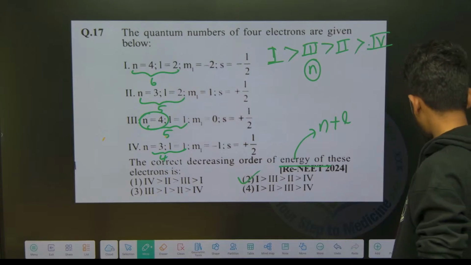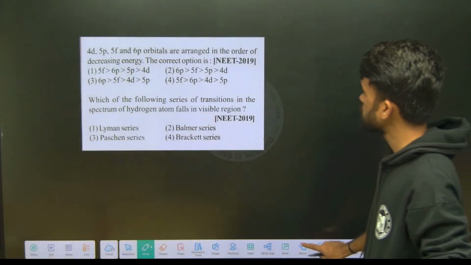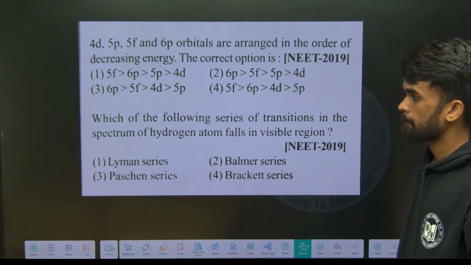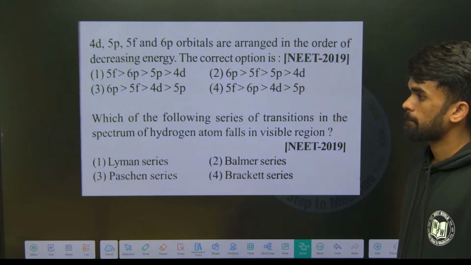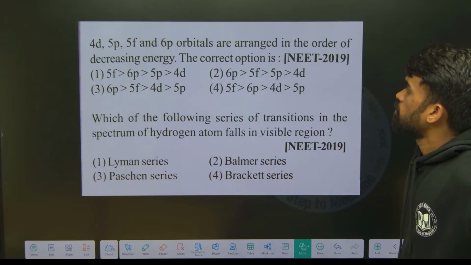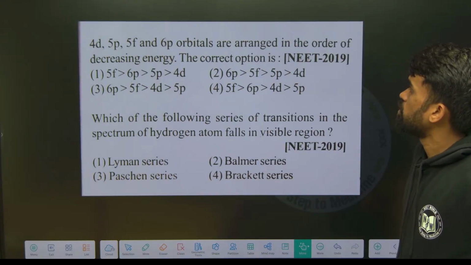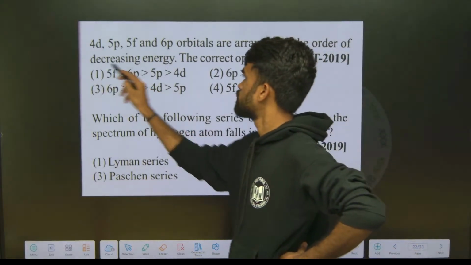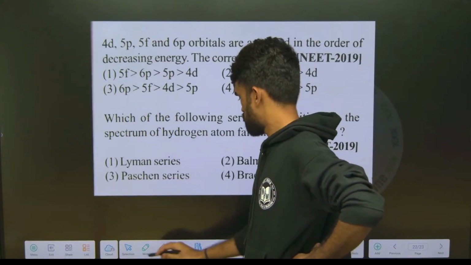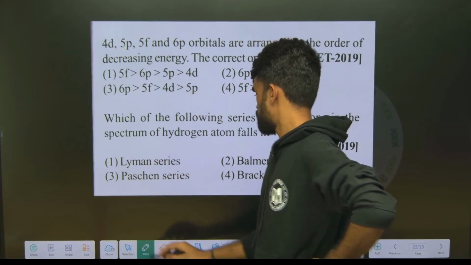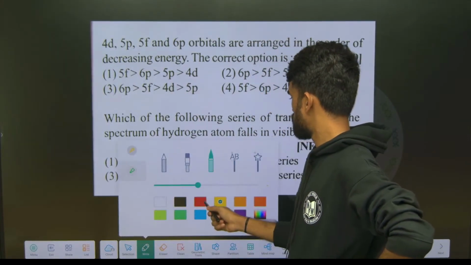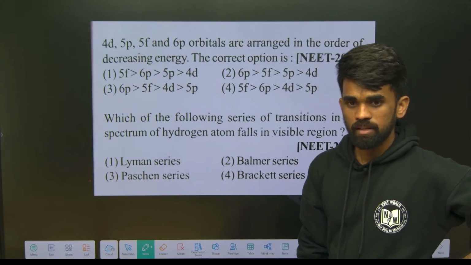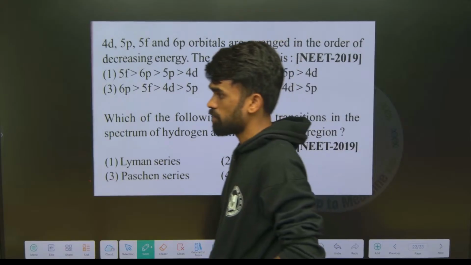Next, answer this. 4d, 5p, 5f, 6p are given. Arrange them in decreasing order of energy. What are the things you should consider? The n and l values, that's it.